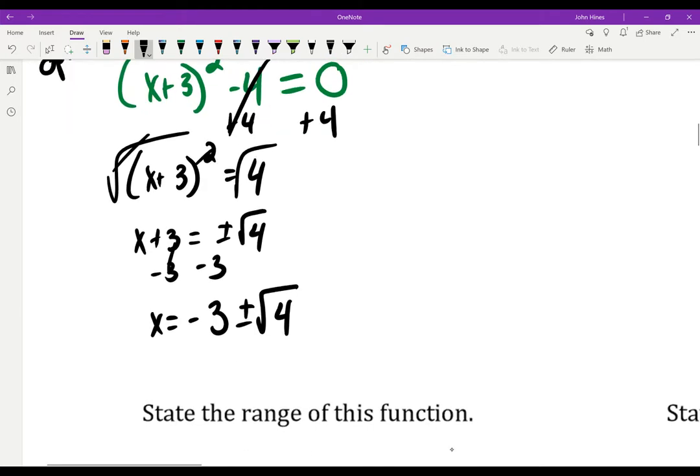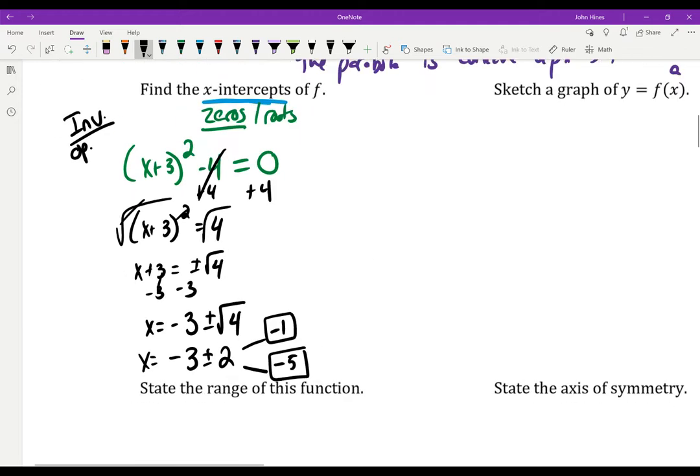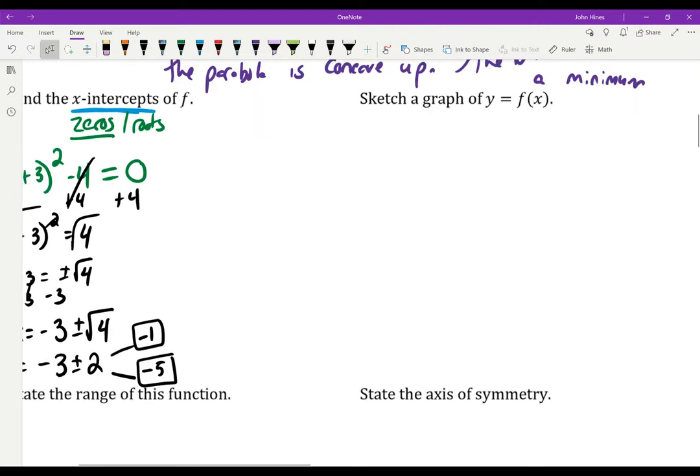But wait a minute, I know the square root of 4, that's 2. What number squared is 4? 2. So I can actually tell you what my zeros are. My zeros are -3 plus 2, -1, and -3 minus 2, that's -5. Those are my zeros. That's where I hit the x-axis. I hit the x-axis at -1 and -5.